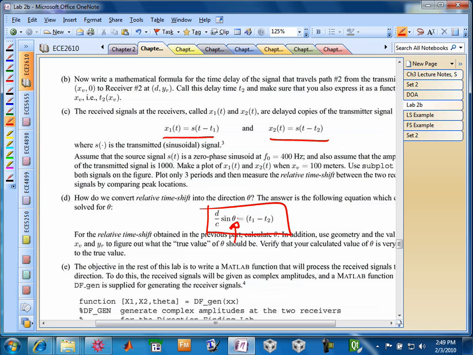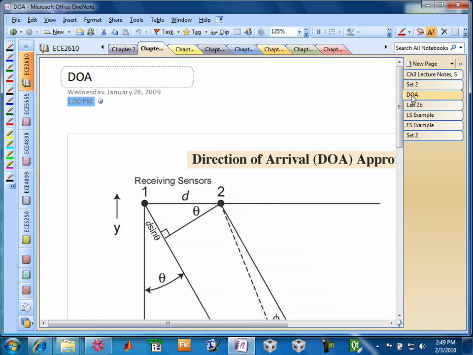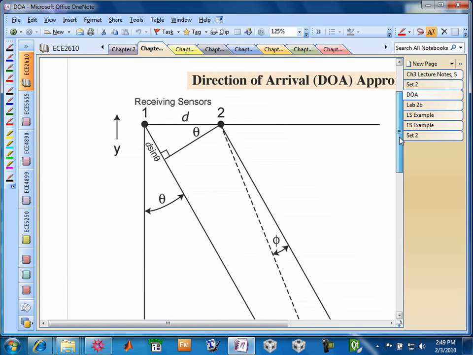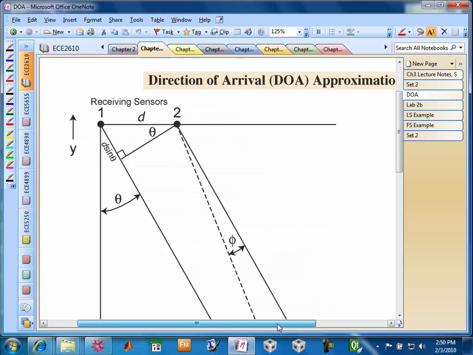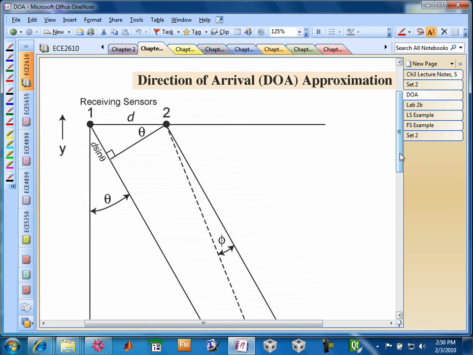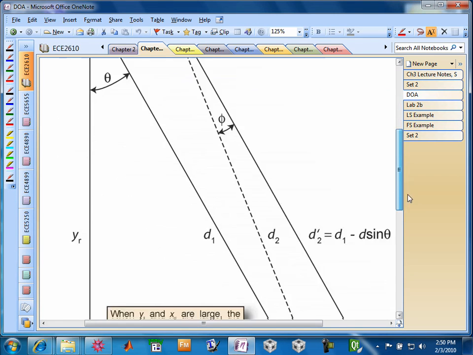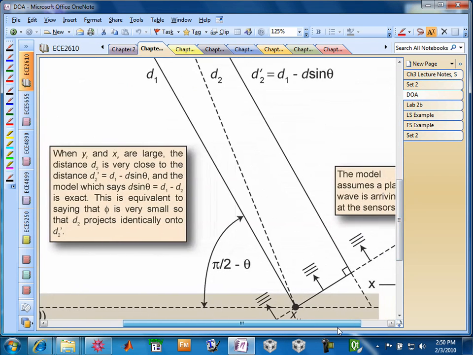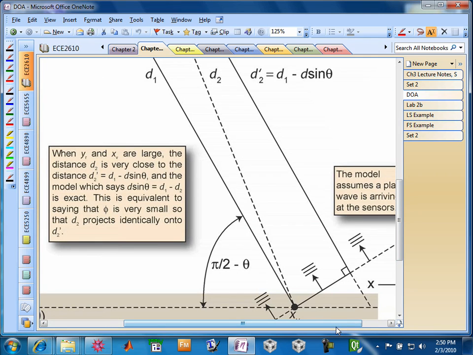Well, if you go onto the website, underneath the folder, if you link to the folder, you can download this little drawing that I made a few years back. It's called Direction of Arrival Approximation. It's just trying to show you mathematically that if you think of a source being a long ways away from the microphones, remember I talked about plane waves a little bit last time.